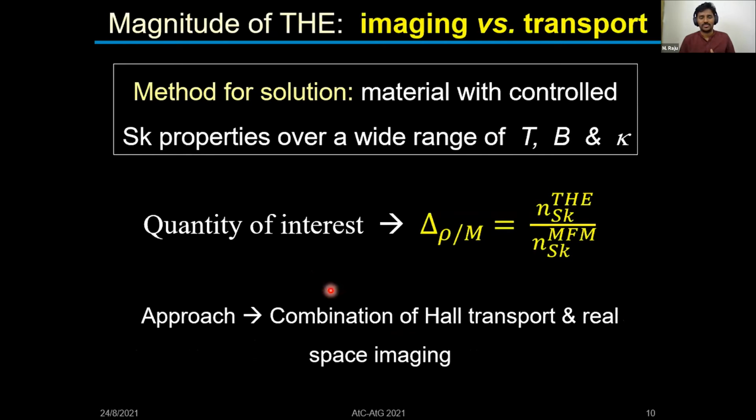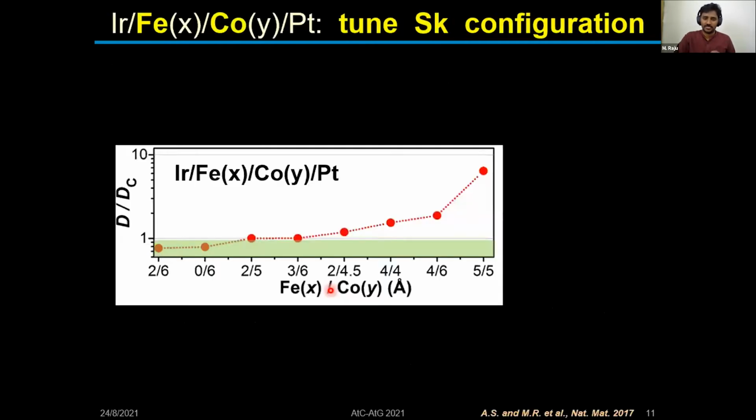So to understand what is going on, the first thing we did was to establish a material platform where we can controllably tune these configurations in terms of temperature, field, and kappa, the thermodynamic stability, which accounts for a combination of magnetic interactions. And experimentally, the quantity of interest would be simply to track the ratio of density of Skyrmions reflected in the transport versus density of Skyrmions reflected in the imaging experiment.